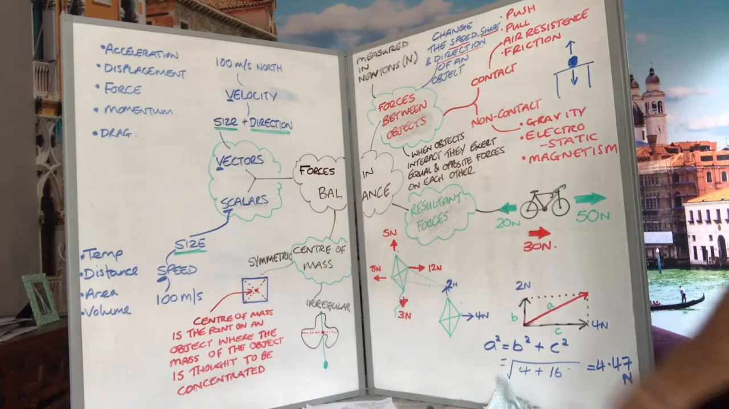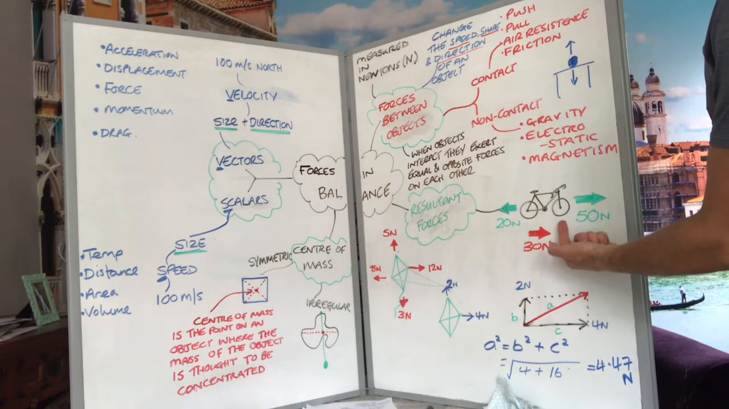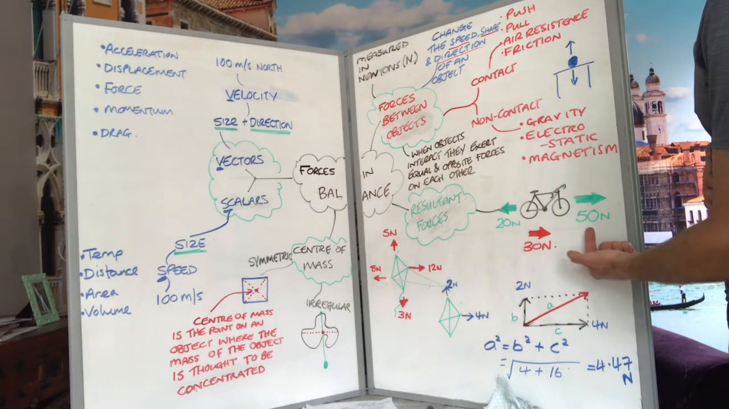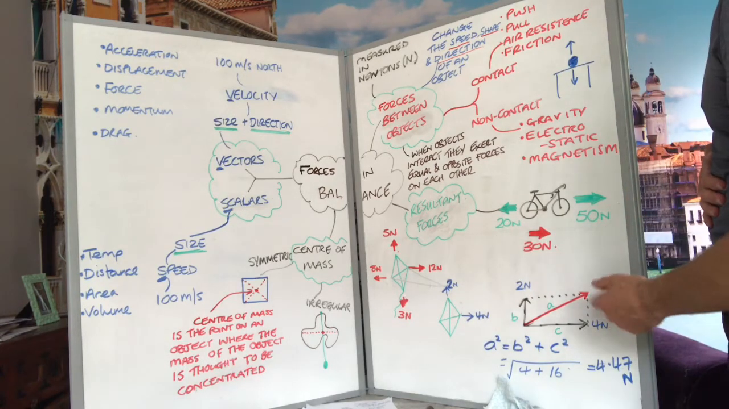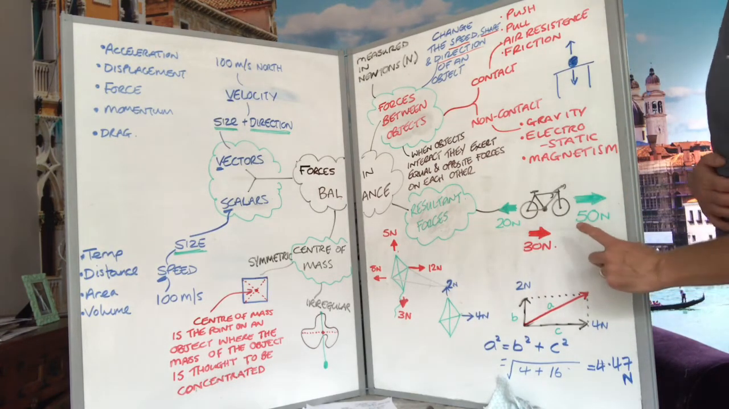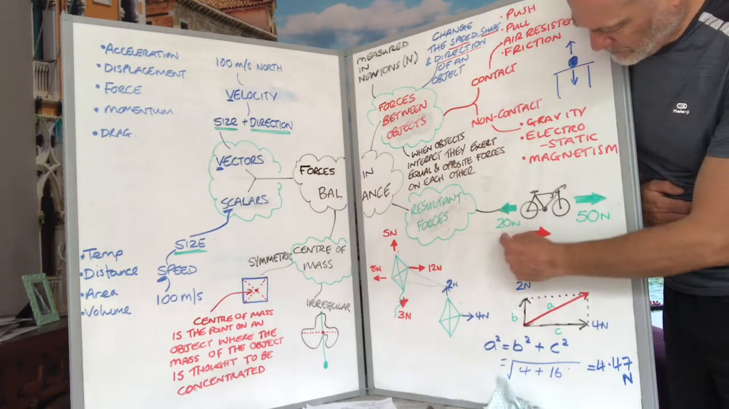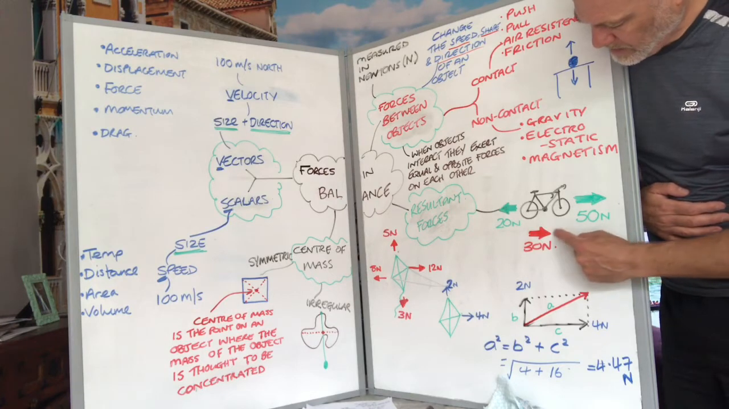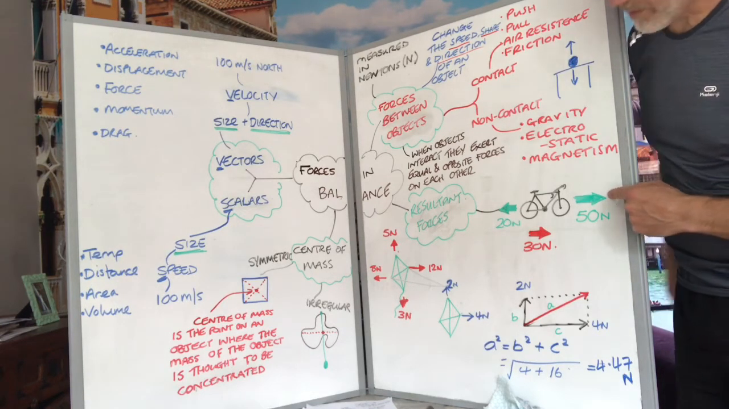Okay, moving on. Resultant forces. Resultant forces are the overall forces which are acting on an object. So we take the bike here, we have a forward force, a thrust of 50 newtons. We have air resistance of 20 newtons. The overall force is going to be 30 newtons, which is the difference between those 2 numbers in the direction of the biggest force. Okay?